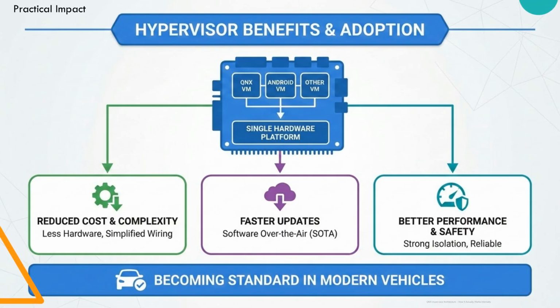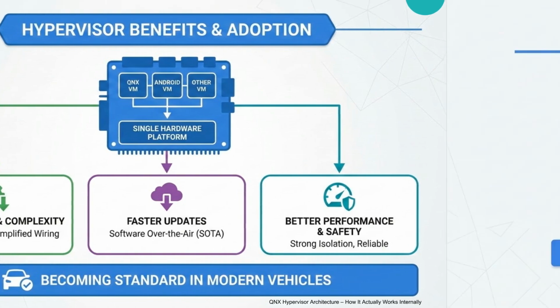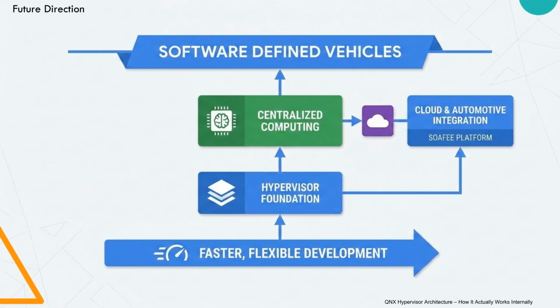This architecture allows multiple systems to run on a single hardware platform, reducing cost and complexity. It enables faster updates, better performance, and strong safety guarantees. This is why hypervisors are becoming standard in modern vehicles. As vehicles move towards software-defined architectures, hypervisors will become the foundation of centralized computing. Platforms like SOFI will further integrate cloud and automotive systems, making development faster and more flexible.